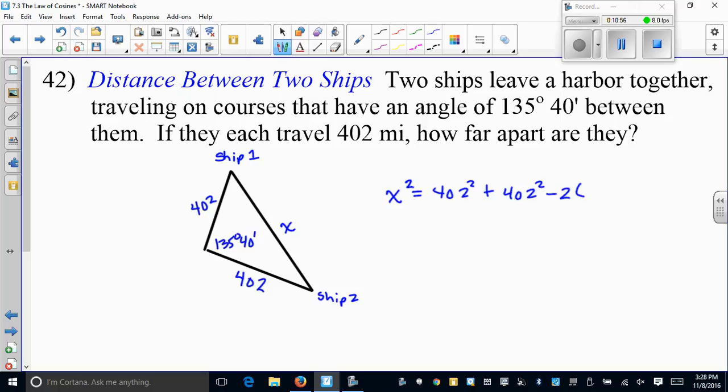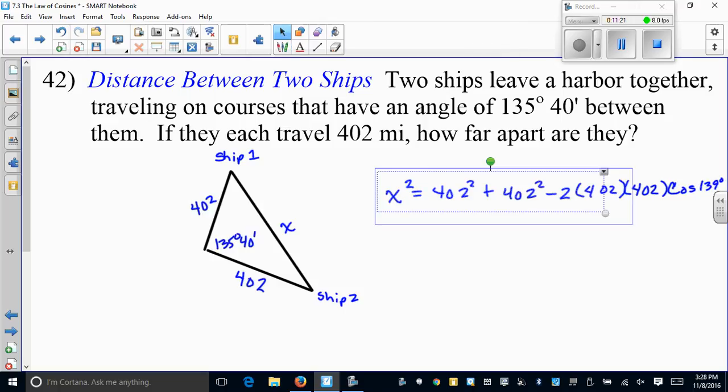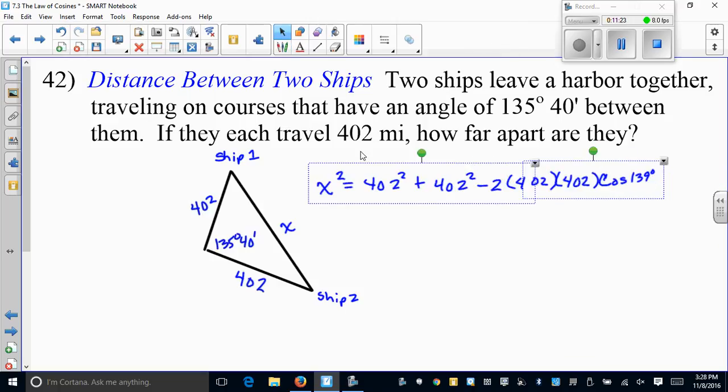I don't know where that 2 went. It disappeared on me. 402 times 402 cosine of 139 degrees. And I'm running out of room, so I'm going to pause for a second, pick this guy up and move him so I can actually work with him. 139 degrees, 40 minutes.